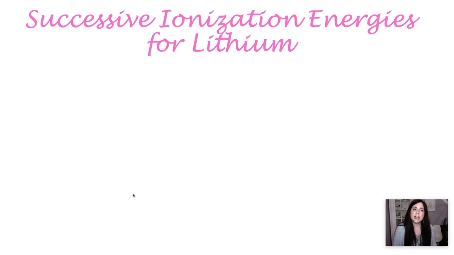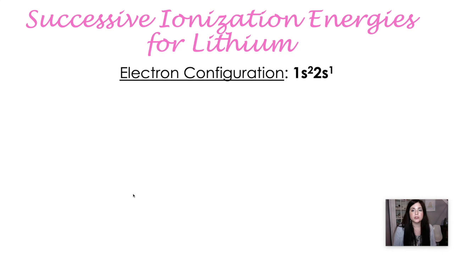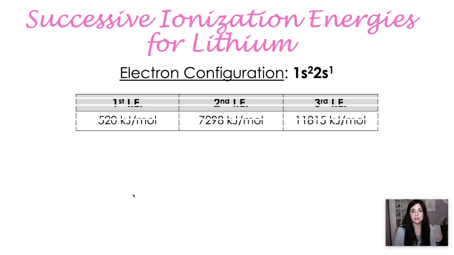So let's look at the successive ionization energies for the element lithium. Lithium's configuration looks like this: 1s2, 2s1. It has 3 total electrons, but has 1 valence electron. And if we look at the successive ionization energies, we can tell that this in fact has 1 valence electron. It doesn't take a lot of energy to remove that 2s1 electron. However, in order to remove the second, look how much the energy jumps up.